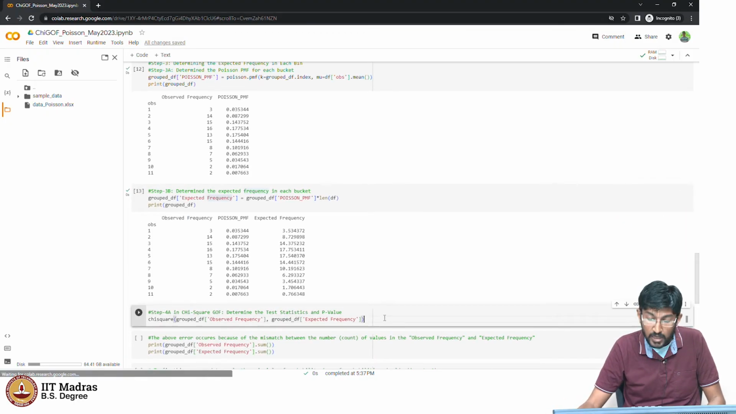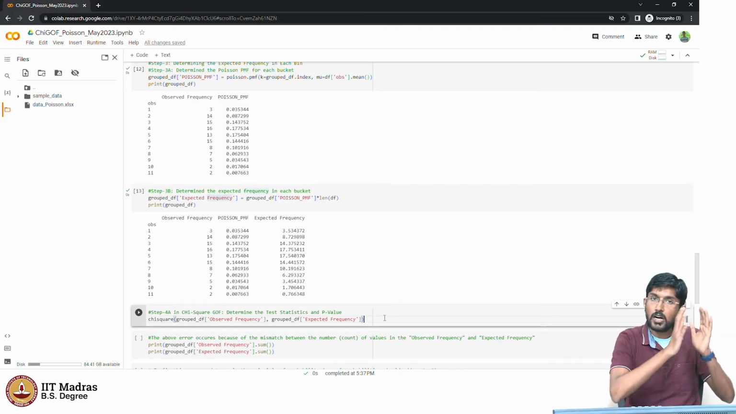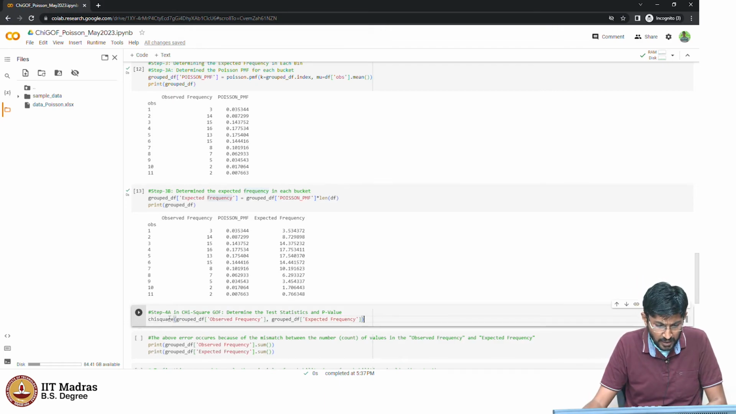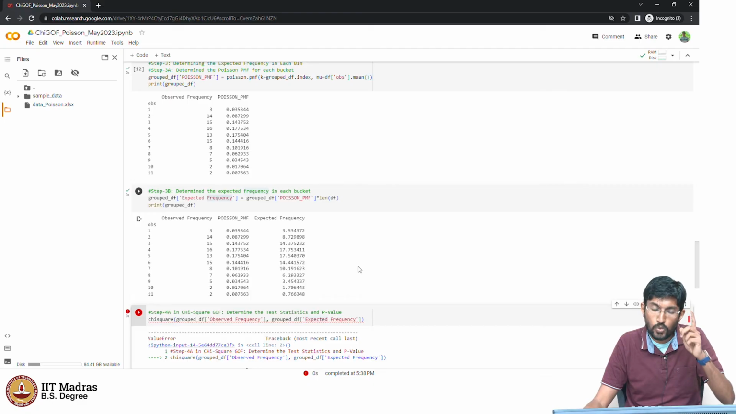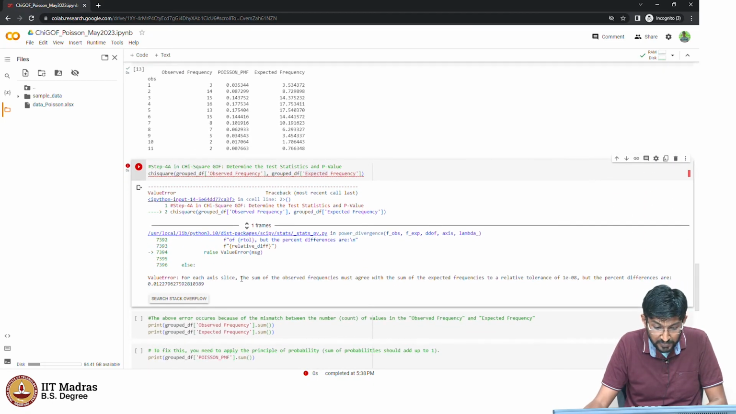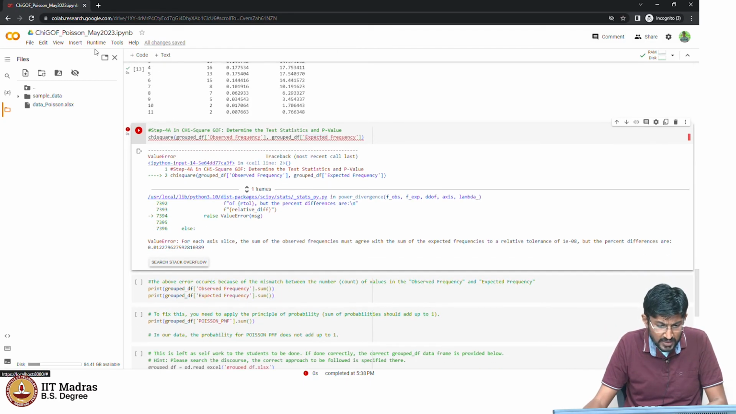Okay. Now I have an observed frequency and I have an expected frequency. I can perform my chi-squared test using the same thing, chi-squared with the grouped observed frequency, comma, expected frequency, right? If I perform this, an error pops up, and the error would say that the observed frequency and expected frequency do not match. What does that mean?